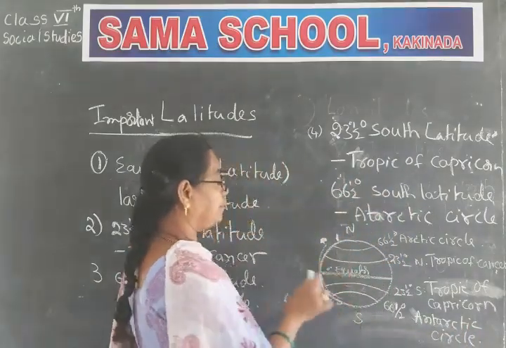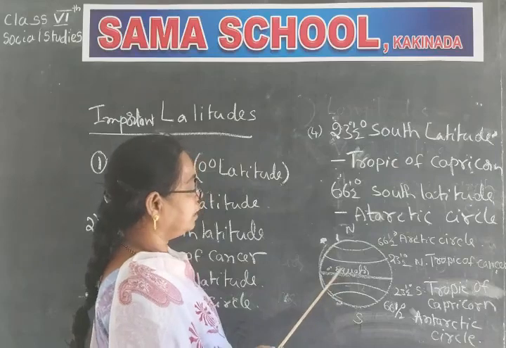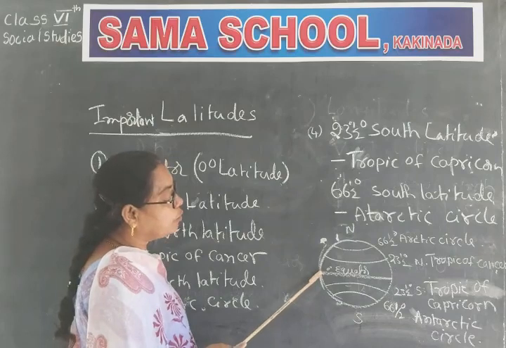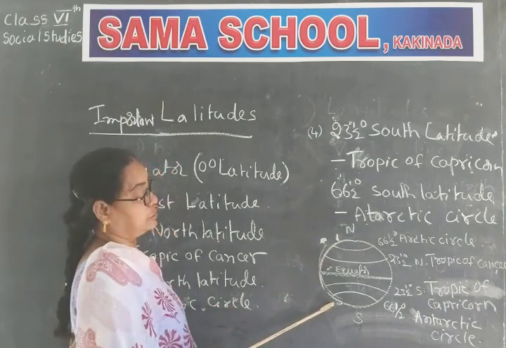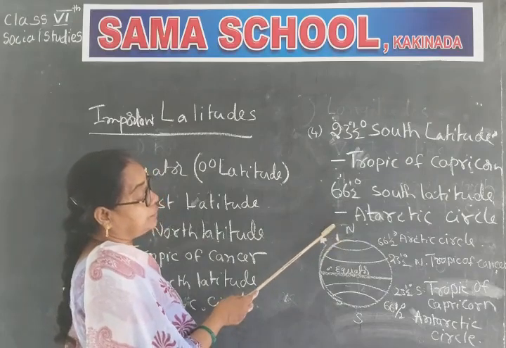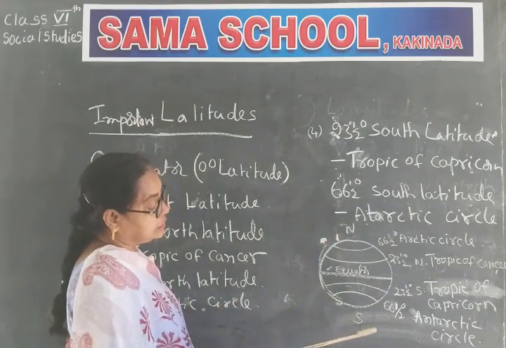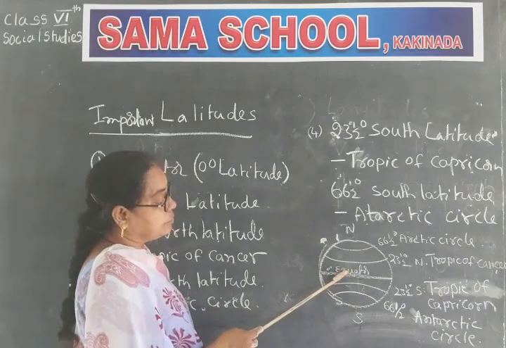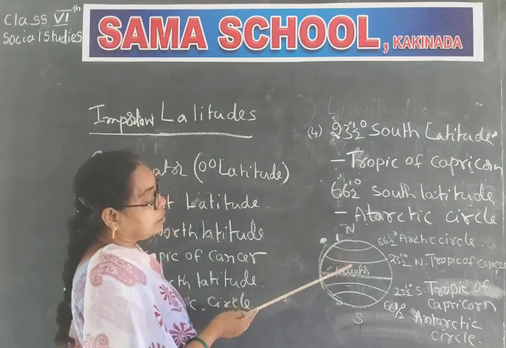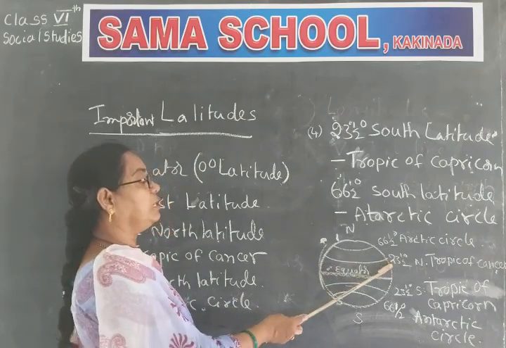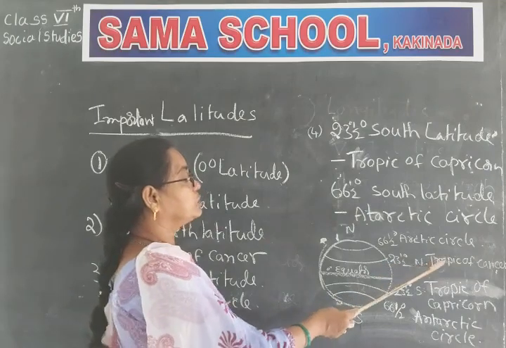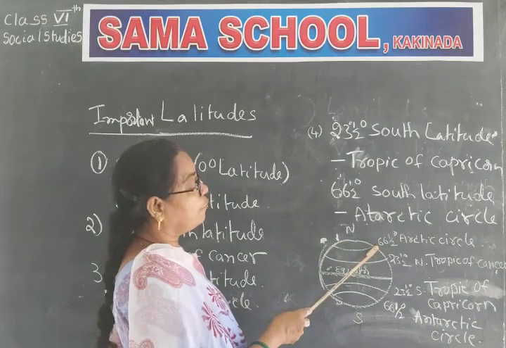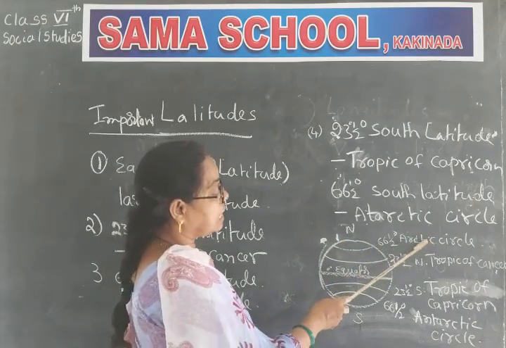See here, these are the important latitudes. Again I am telling, 0 degree is the equator. So always we must go from the middle of the globe upwards and then downwards. If you go to the top side, it is north. If you come to the down side, it is south. First we are going to the north side. So equator, 0 degree latitude, is called the equator. To the north of the equator, 23 and a half degrees north latitude is called the Tropic of Cancer. Still towards north, 66 and a half degrees north latitude is called the Arctic Circle.